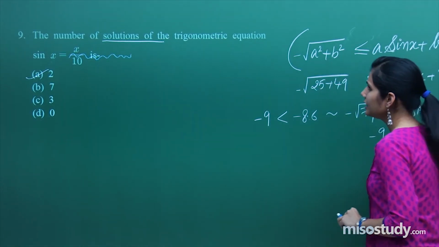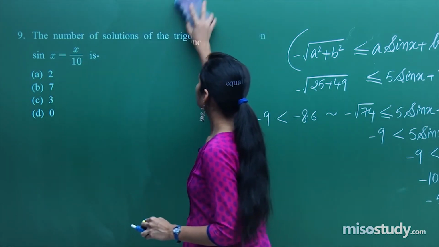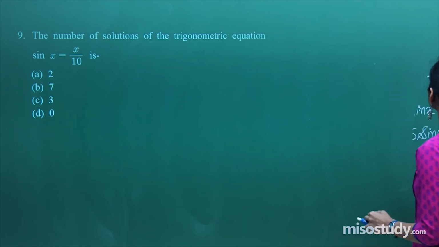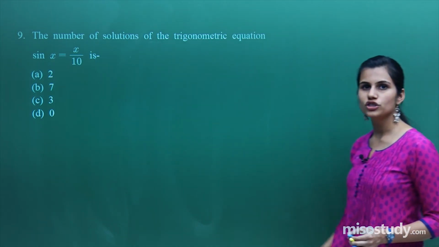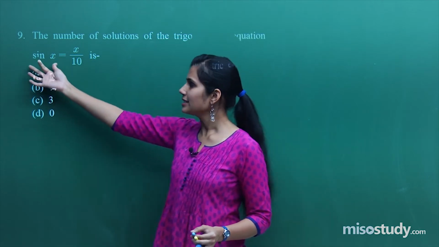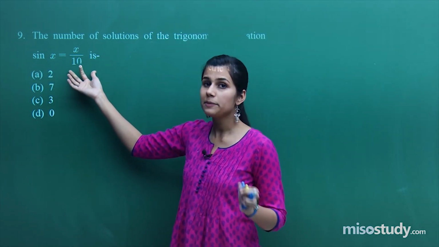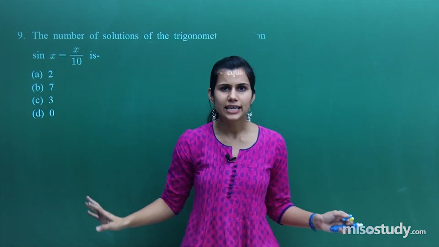Question number 9 is again trying to ask you the number of solutions. The number of solutions of a trigonometric equation which is sin x equals x by 10 is what? Now see, there are many ways to do this question, but I would personally suggest, because sin x is a function whose graph you are very nicely aware about, x by 10 is nothing but a straight line which can easily be plotted by you by just the use of 2 points. You can just join those 2 points, get the entire line.